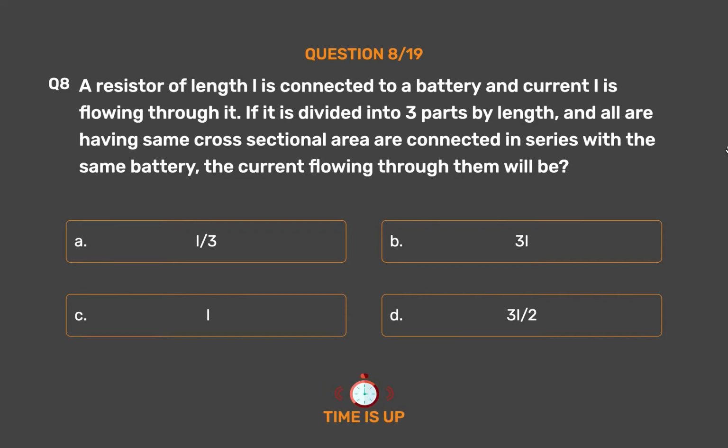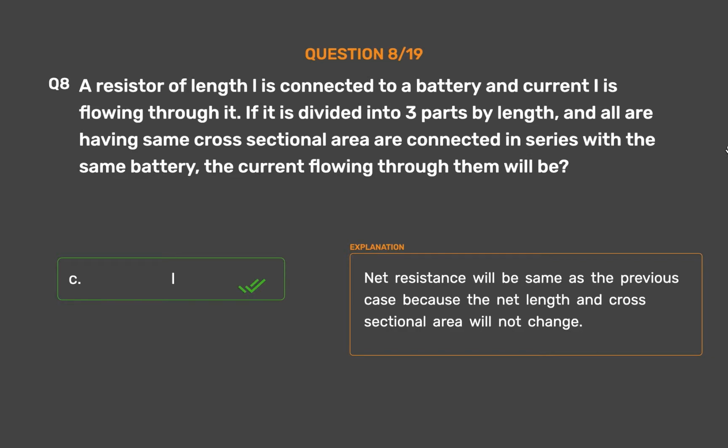The correct answer is option C, I. Net resistance will be the same as the previous case because the net length and cross-sectional area will not change.